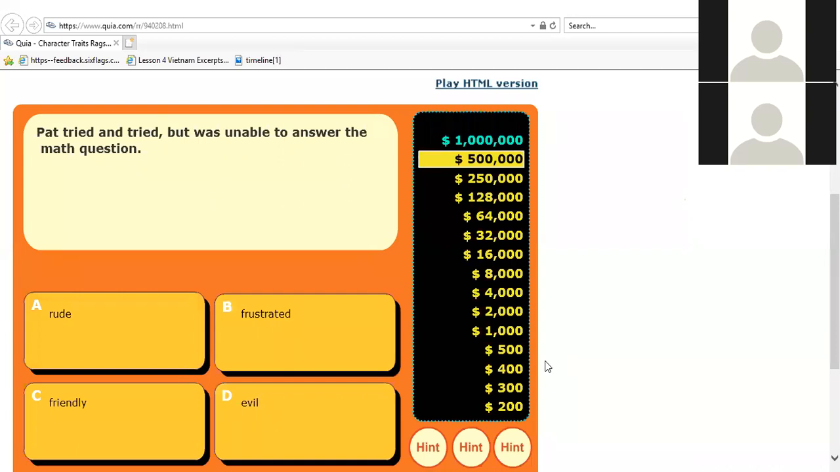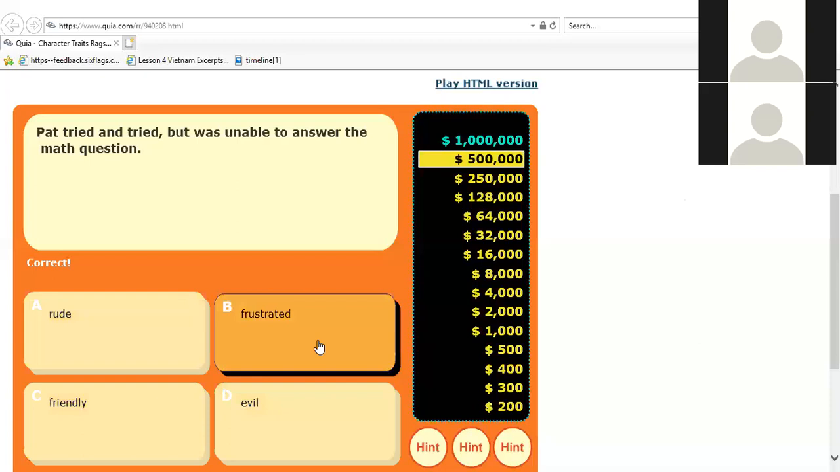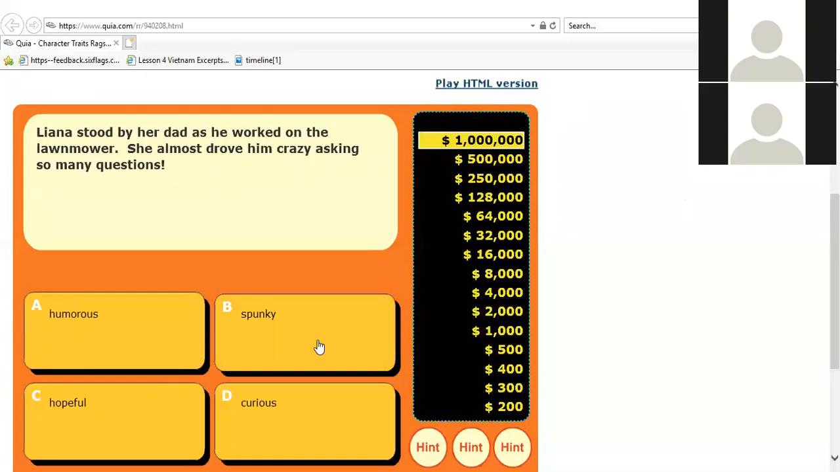EJ, do you want to do another one? Pat tried and tried, but was unable to answer the math question. Is he A, rude, B, frustrated, C, friendly, or D, evil? I think frustrated. Why? Because he couldn't answer the math question. Okay, good job.